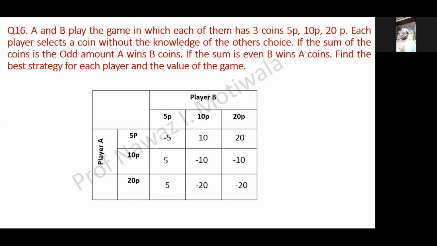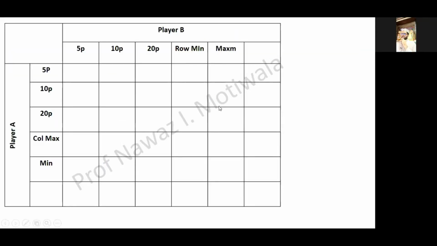The first step in any problem of game theory is to check for the saddle point. That is the first necessary step. So for the saddle point, we check the row minimum. In the first row we have -5, then -10, and then -20. Then we check which of them gives the maximum profit. So the maximum is -5.